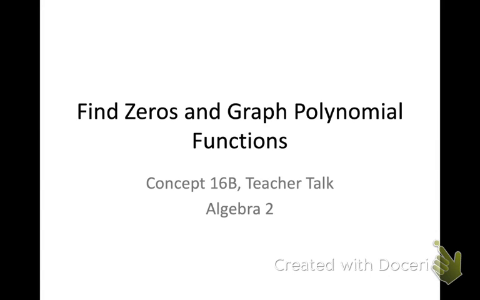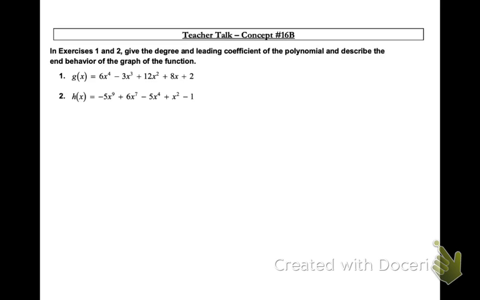Algebra 2, Concept 16B, Teacher Talk, Finding Zeros and Graphing Polynomial Functions. All right, let's hit the highlights of this concept.